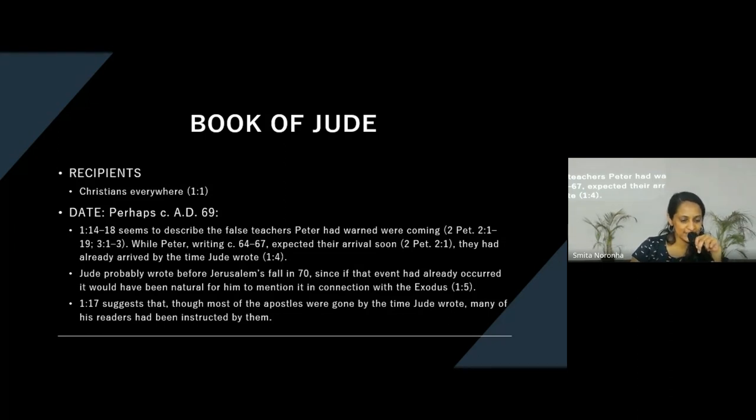A few things about the date of writing. Probably around AD 69. He doesn't mention anything about the fall of Jerusalem, so that's why we think it's before AD 70. In verse 17, he talks about what the apostles had taught the church. So that suggests that a lot of the apostles had already died, but these churches had been led by the apostles themselves.